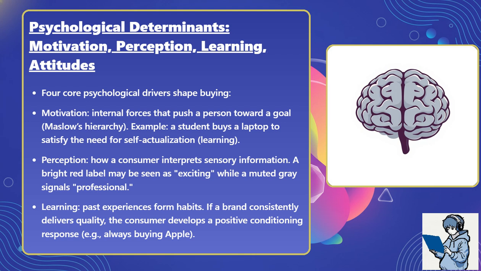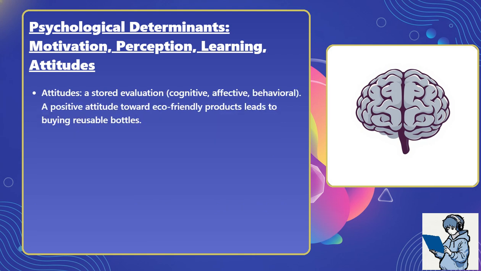Learning: past experiences form habits. If a brand consistently delivers quality, the consumer develops a positive conditioning response, for example, always buying Apple. Attitudes: a stored evaluation, cognitive, affective, behavioral. A positive attitude toward eco-friendly products leads to buying reusable bottles.